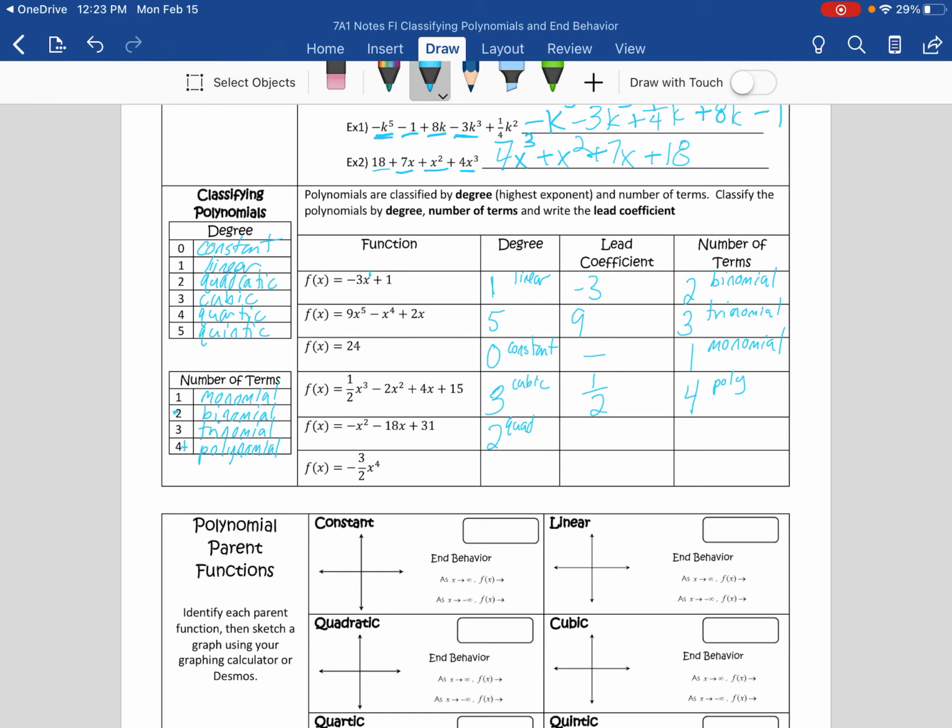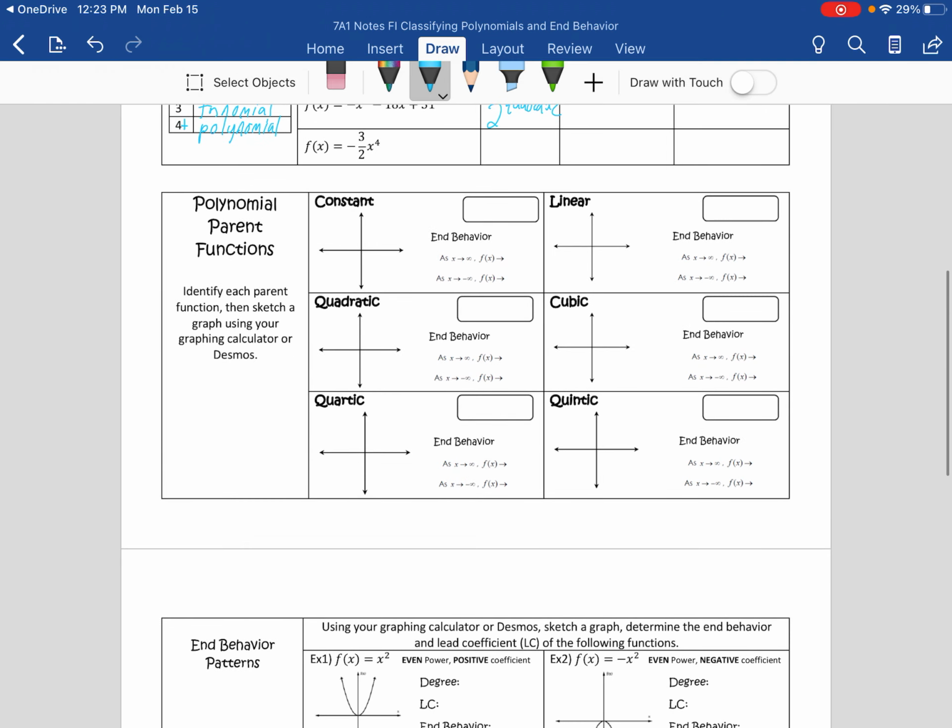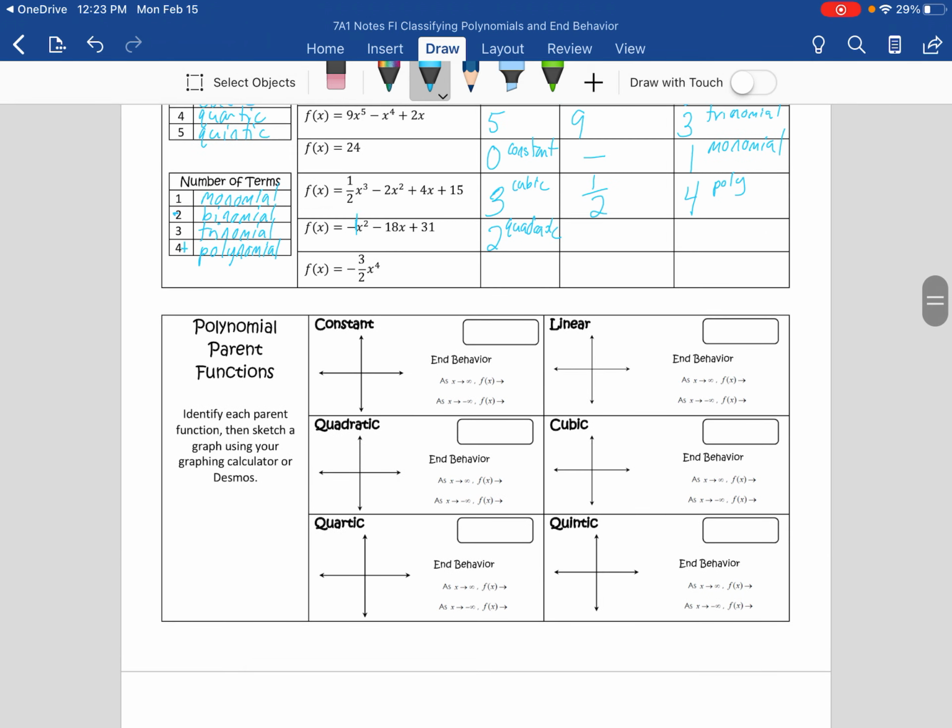This next one, my degree is 2, so that's a quadratic. My lead coefficient, there is a number here, we just don't write it always. That's a 1, so that's going to be -1. And this is 3 terms, so this is a trinomial. And the last one is fourth degree, which means it's a quartic. My lead coefficient is -3/2. It has 1 term, so it is a monomial.